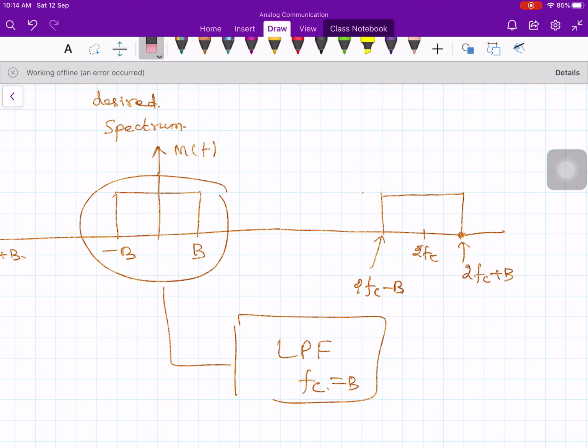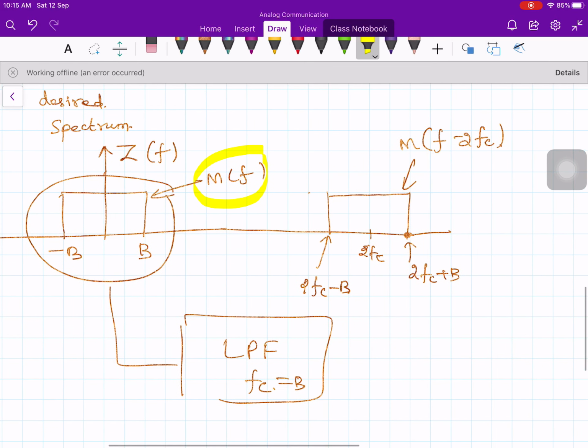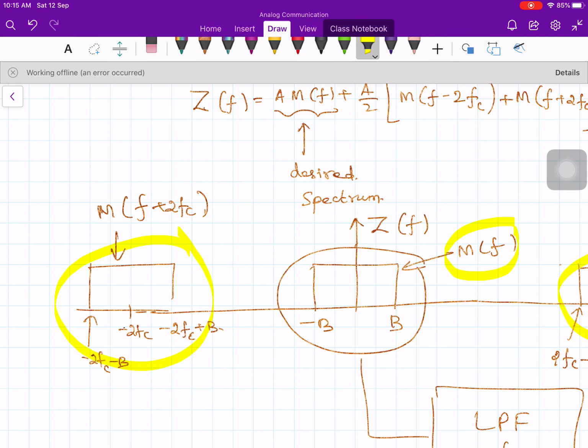I am sorry, this is Z of f, and this one is M of f, and this guy is M of f minus 2fc, and this one is capital M of f plus 2fc. So in addition to M of f, you have 2 components. What are those 2 components? M of f minus 2fc and M of f plus 2fc.